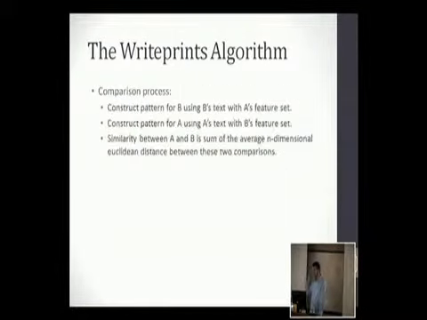And because we're using individual author-level feature sets, each comparison is actually going to be two comparisons, right? So if you have some unknown document and you're looking at the difference between two authors, author A and author B, first you have to create a writeprint for that unknown document with B's feature set, and then create a writeprint for that unknown document with A's feature set. Then you look at the Euclidean distance between these two comparisons in the n-dimensional space and make a determination based on that. So that's a rough overview of the writeprints approach.